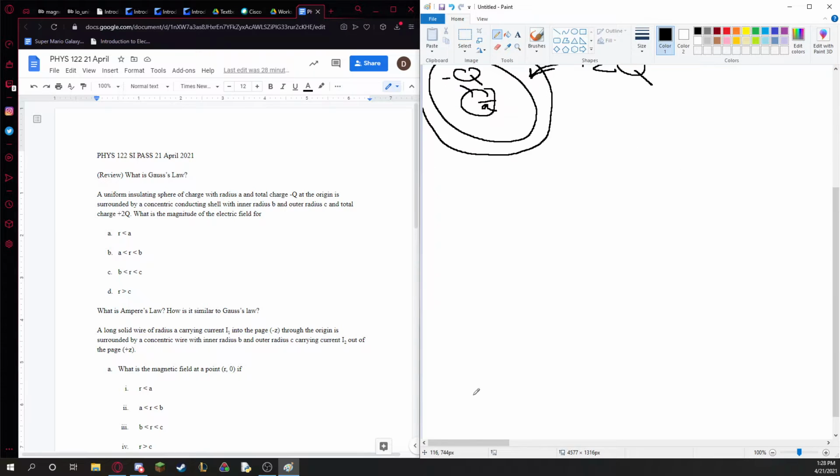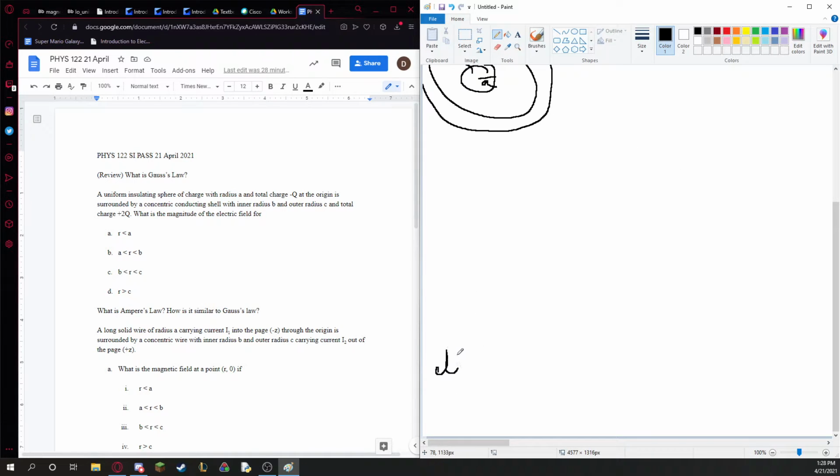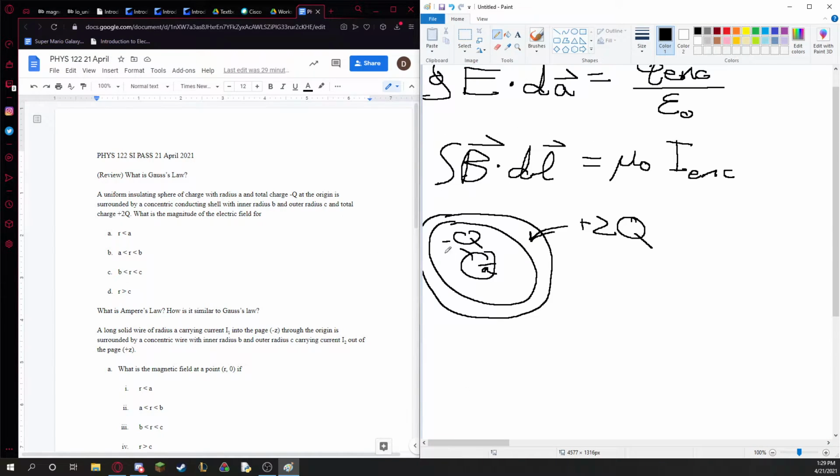So for D, E is equal to KQ over R squared, because the enclosed charge is just plus 1Q, because we have minus Q in the center and plus 2Q on the outside. So in that case, what would be the electric field between the conductor and our insulating sphere?